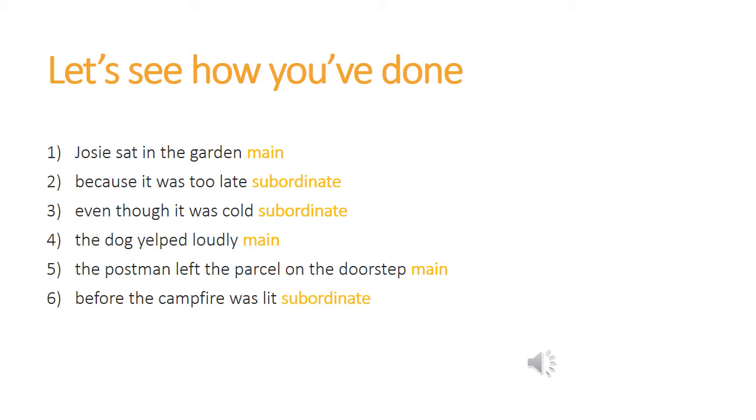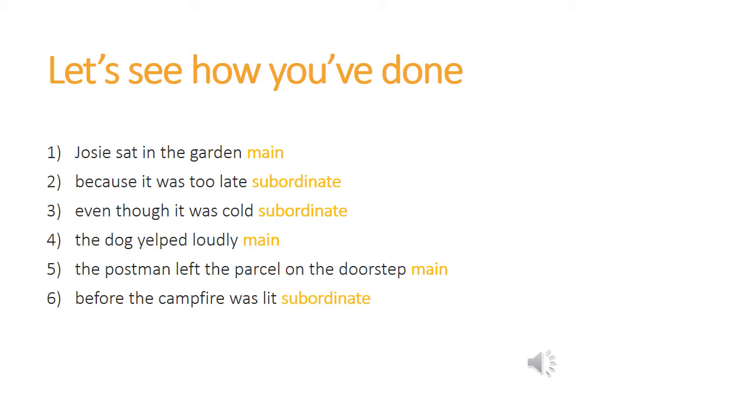Question 3. Even though it was cold. This again is a subordinate clause. Even though is the subordinating conjunction and you need a main clause for that to make sense. Question 4. The dog yelped loudly. This is a main clause because the subject is the dog and yelped is the verb.